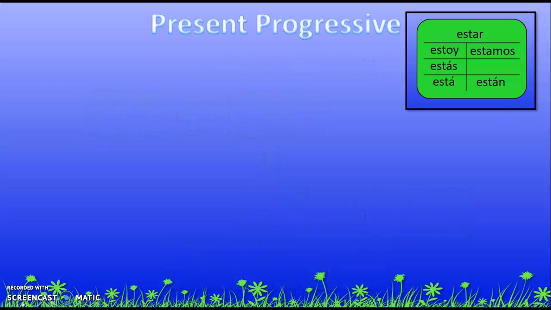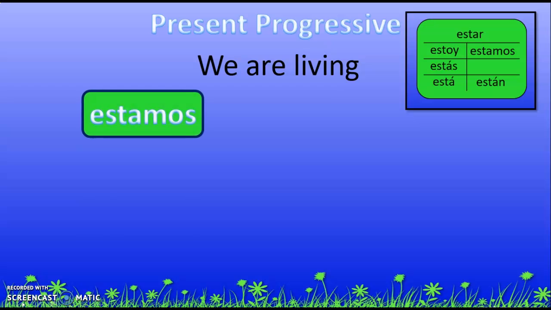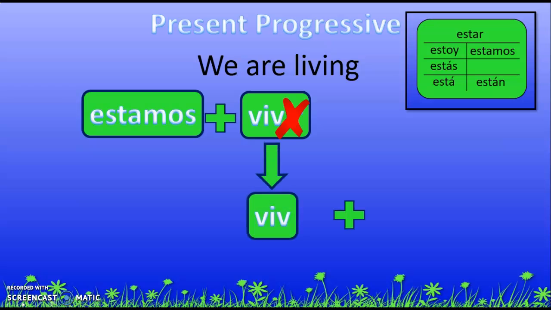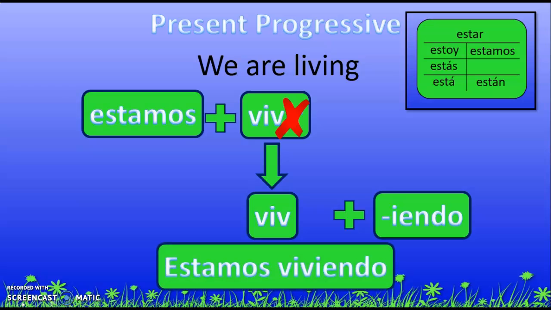Here's another example. We are living. Estamos is how you say we are. And then to live is vivir. Take off the IR and replace that with yendo because it's an IR verb. So you have estamos viviendo. Estamos viviendo.